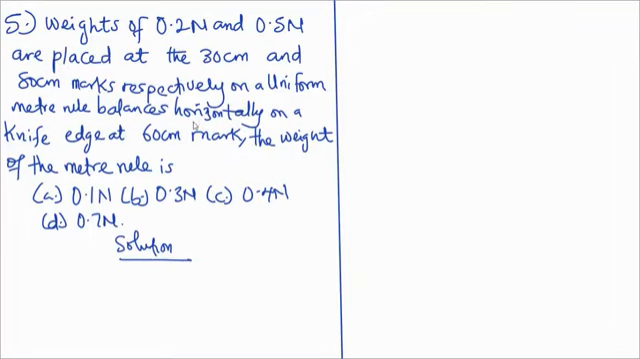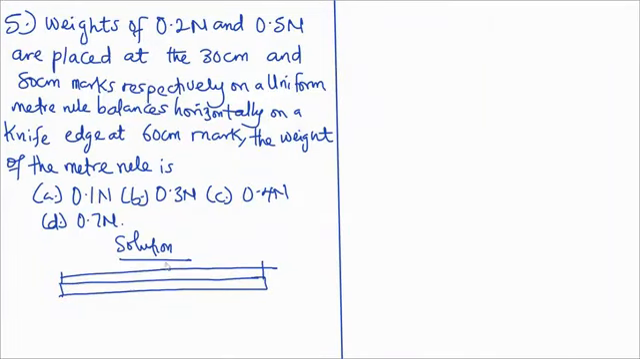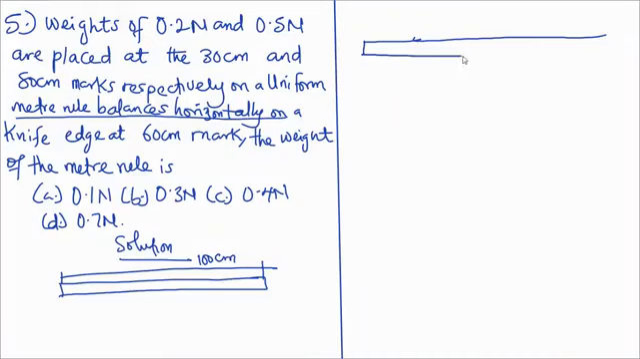Now this is how to do it. So we are talking of a meter rule. You know that a meter rule in the laboratory is normally what? 100 centimeter. That is 1 meter, 100 centimeter long. Now we draw a meter rule because they talk about a meter rule that balances horizontally. So we are talking of a uniform meter rule. Draw a meter rule.